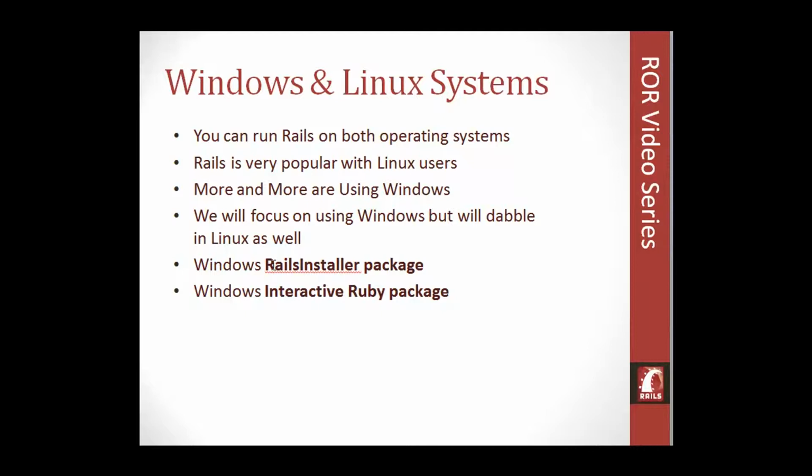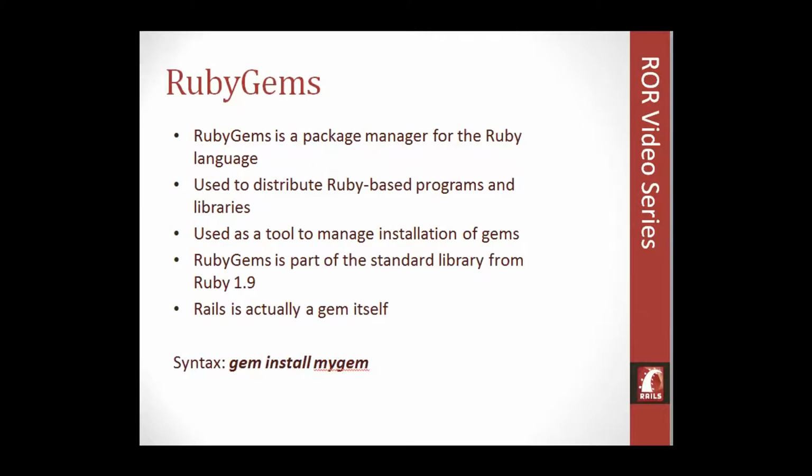The other piece of software we'll be using is Interactive Ruby, which is a program for Windows that will allow us to type Ruby right in the command line, just as if it was a Linux machine with Ruby installed. Ruby Gems is a package manager for Ruby on Rails. It's basically just little pieces of code that you can plug into your Ruby on Rails site.